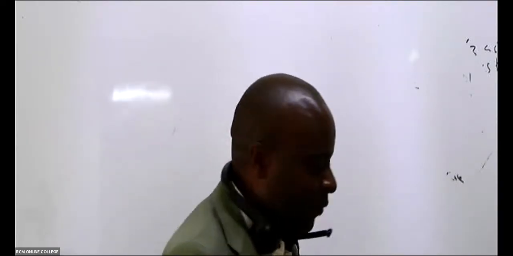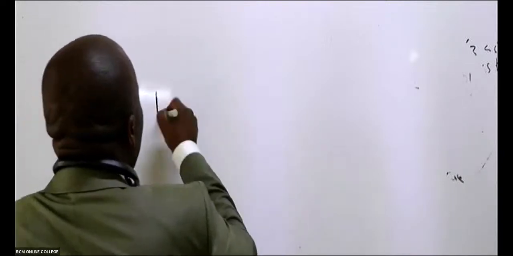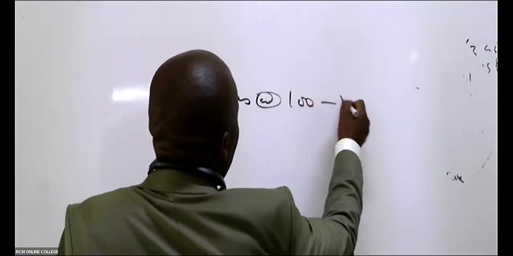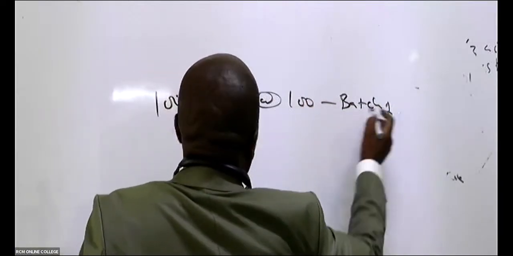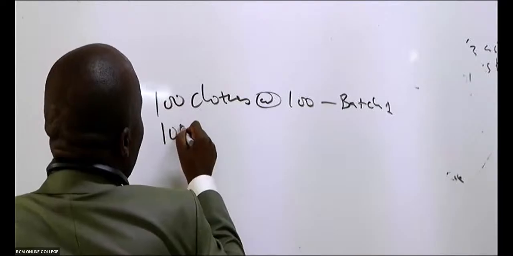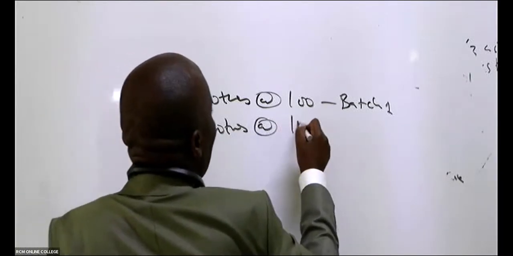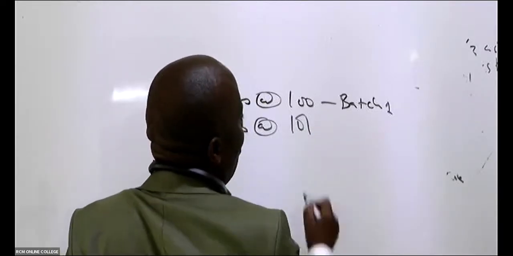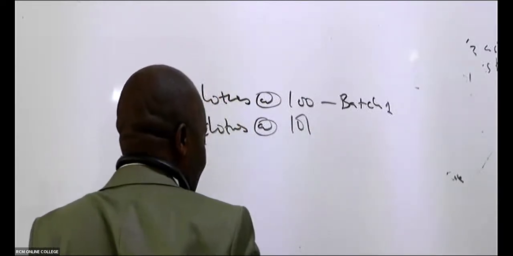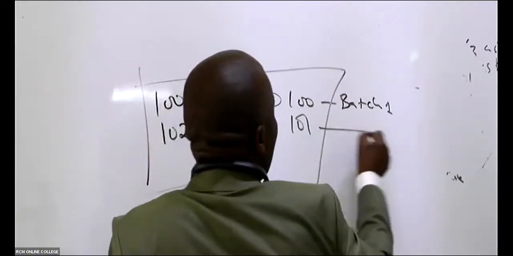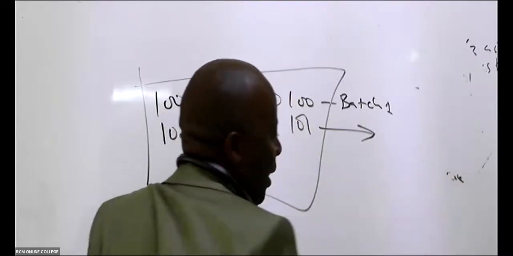So you'll be having batches. The first one came in at 100. In this case, we acquired 100 clothes, each at 100. So this is batch number 1. Then we have another batch which came to the stores, but these ones we got at 101 per unit. Ladies and gentlemen, they are inside the store. Now we start reissuing them, we start issuing them for selling.